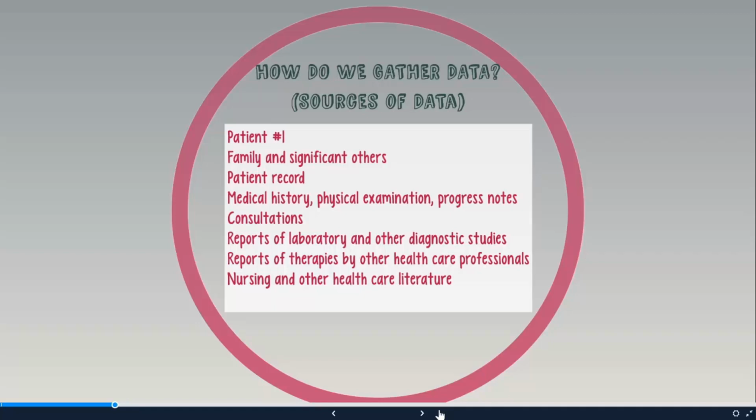We might look at the history, the physicals, the progress notes. We would obviously look at any consultations that occur so we can see what happened with those. Any reports, such as laboratory diagnostics reports, any therapies by other healthcare providers, such as speech therapy, occupational therapy, physical therapy, and any type of other literature that would be helpful in gathering data. Or even researching a new diagnosis that we're unfamiliar with, we might look at healthcare literature to help us with that. So remember, number one way to gather data is going to be our patient. Okay, we always go to them first. We never ask the family first.